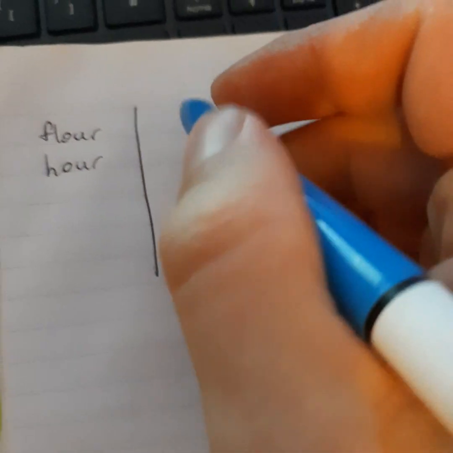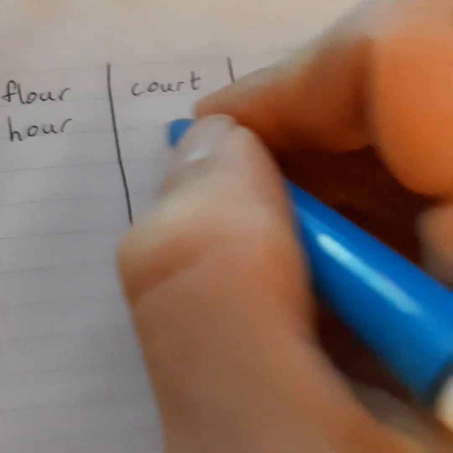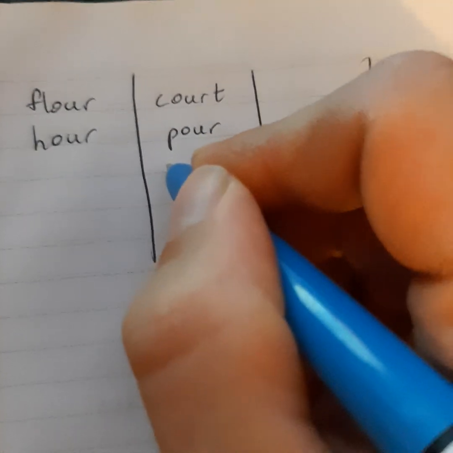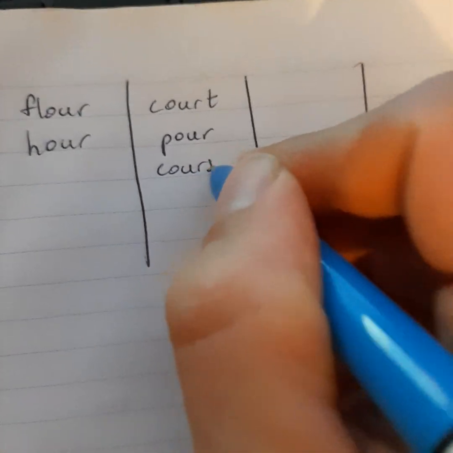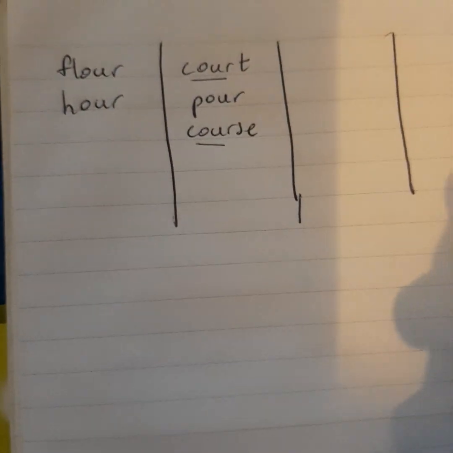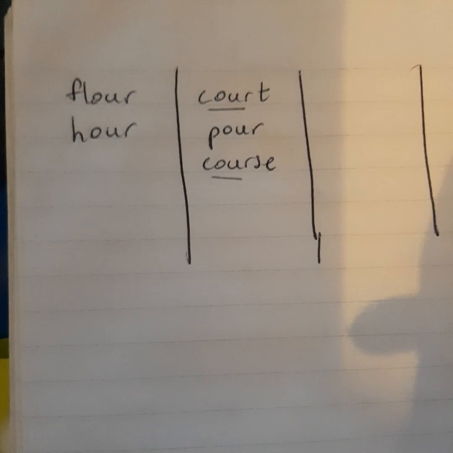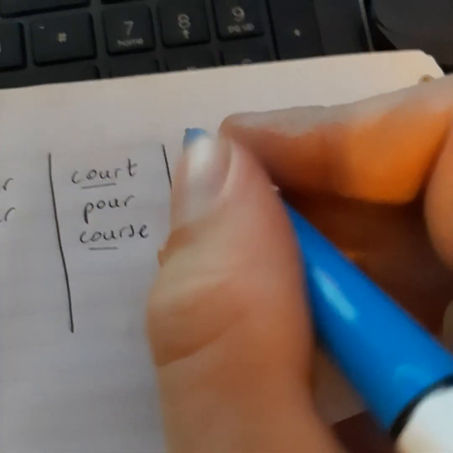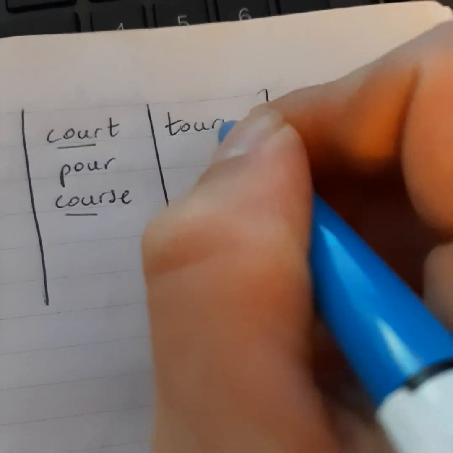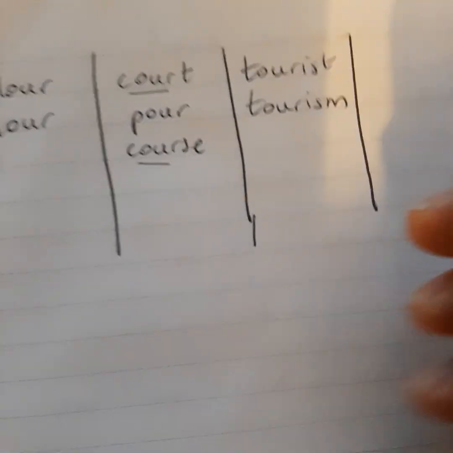Then they can also make an or sound like court or pour or course. And as you can see clearly, OUR doesn't have to come at the end of a word. It can come at the start like ourselves. It can come at the end like our, but it can come in the middle like course. You can also make an OUR sound like tourist or tourism. And then the most common one is an er sound, like here it is in the middle.